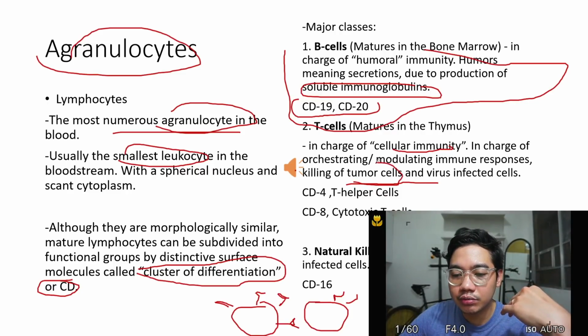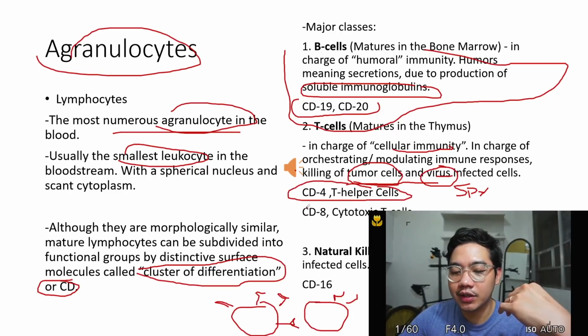So they kill the tumor cells, no? Think of viruses as spies. They are the ones that kill the virus. So CD4 is our T helper cells, and our CD8 is our T cytotoxic.